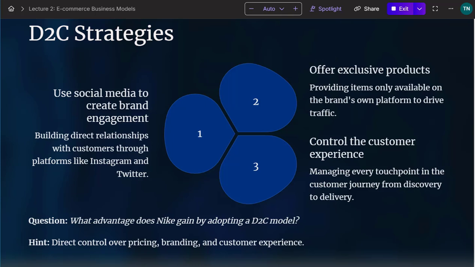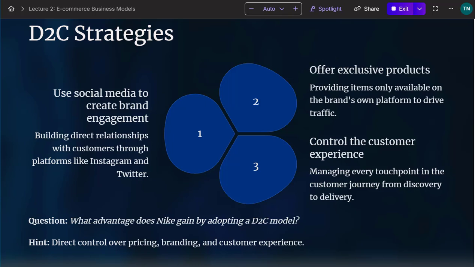Use social media to create brand engagement by building direct relationships with customers through platforms like Instagram or Twitter, and also offer exclusive products by providing items only available on the brand's own platform to drive traffic, and control the customer experience by managing every touch point in the customer journey from discovery to delivery.